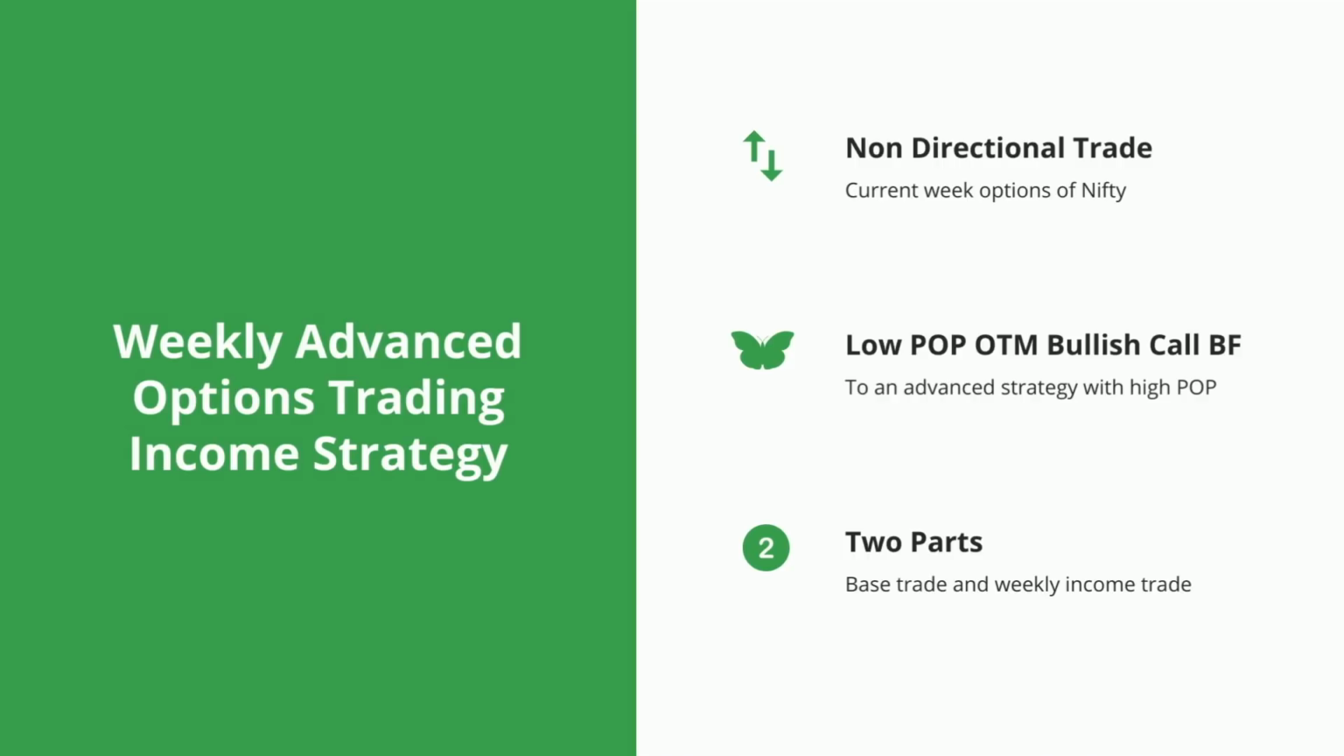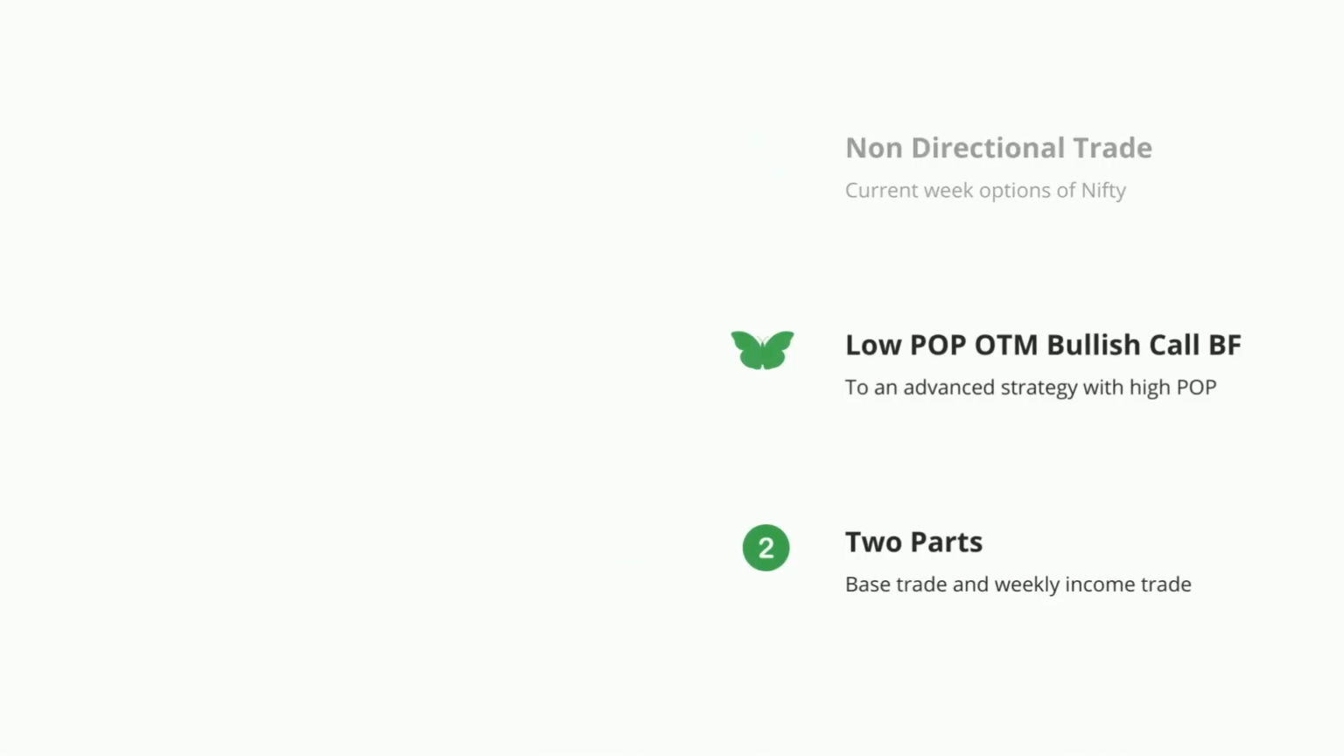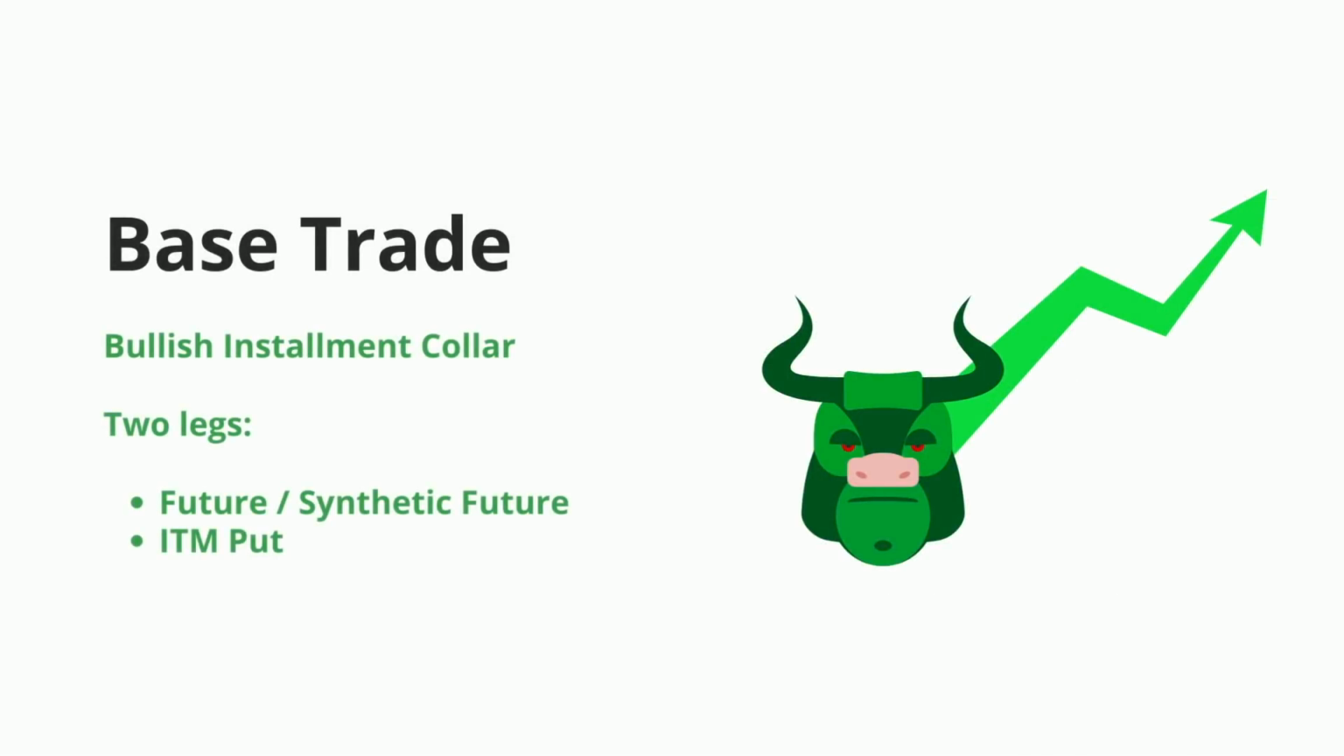It begins as a very basic low probability out of the money bullish call butterfly and slowly over the course of the week gets translated to an advanced options trading strategy with a high probability of making money. You would not believe, but the probability of profit on the expiry day is usually 95% plus. The trade has two parts to it, the base trade and the weekly income trade. Now, without wasting any more time, let's get started.